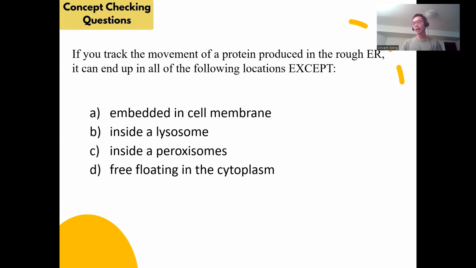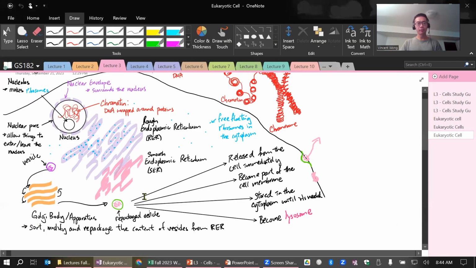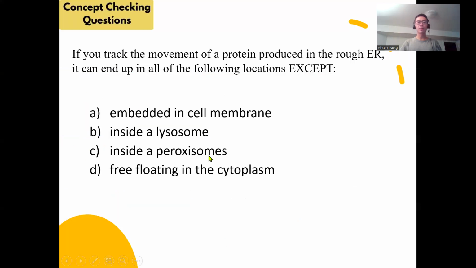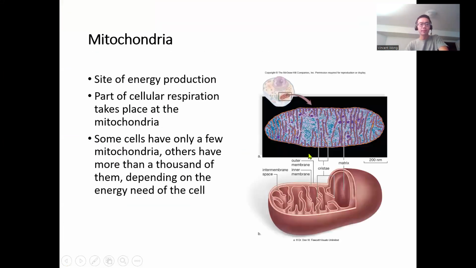Okay, that's fine. So the correct answer is C. The picture that we drew, right? Look here. The vesicle can be released immediately. It can become part of the cell membrane. It can stay in the cytoplasm, or it can become a lysosome, right? And the peroxisome is not part of the endomembrane system, so that's why the protein has no business doing anything with the peroxisome. All right. Next, we're going to move on to mitochondria.